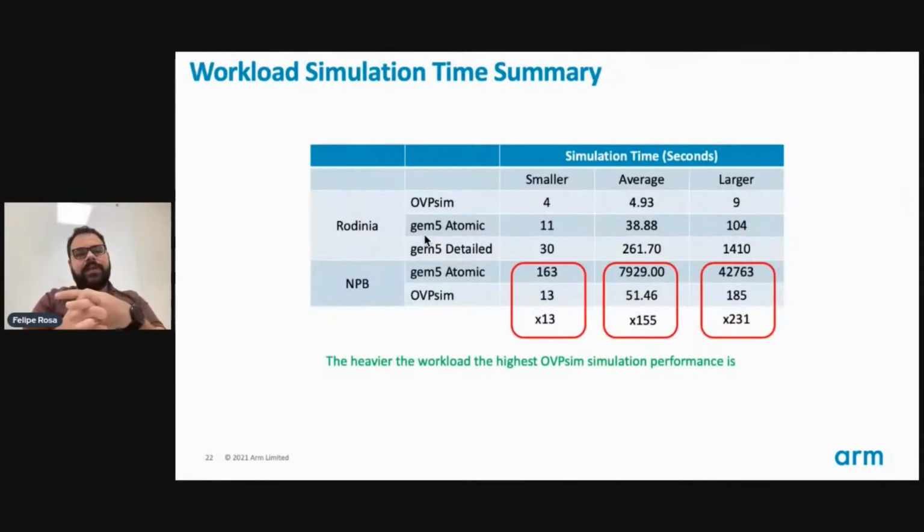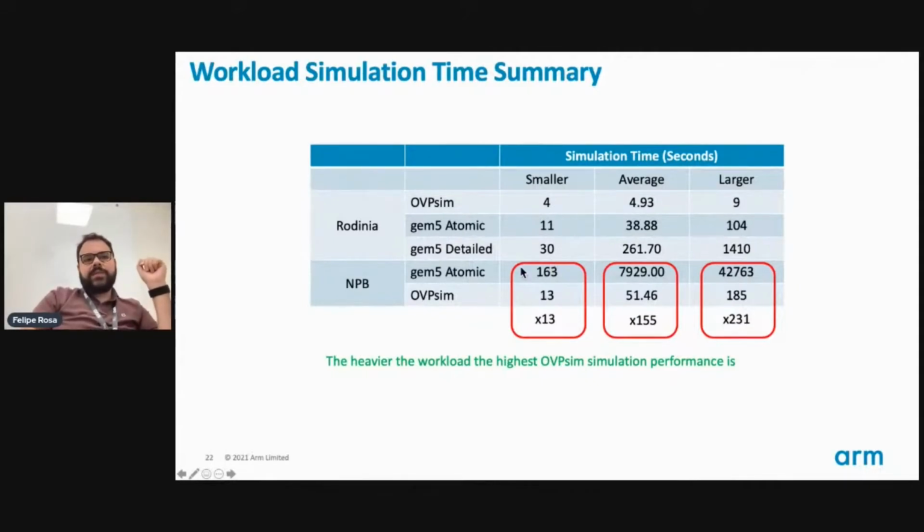So this is just one example of the simulation time. On the first column, we have the smaller simulation time for each virtual platform. For the smaller Rodinia application, which was smaller than the NPB, around 100 million to 200 million instructions, it took 4 seconds on the OVP, 11 seconds on the Gem5 atomic, and 30 on the classic Gem5.